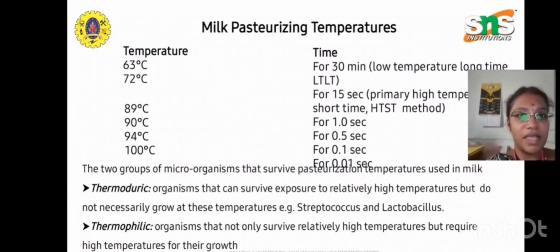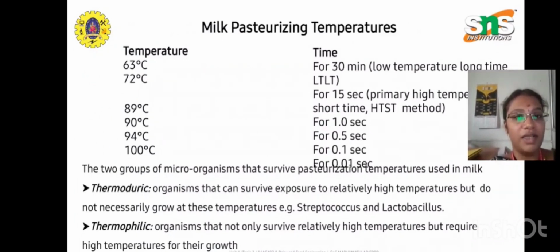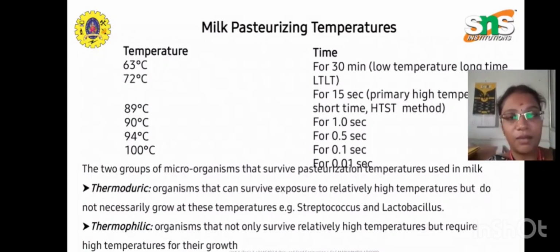What happens is that the two major groups of microorganisms, the thermoduric and the thermophilic forms, get destroyed. Thermoduric organisms are those that can survive exposure to relatively high temperatures, but they do not grow at these temperatures. For example, streptococcus and lactobacillus are thermoduric microorganisms. Thermophilic organisms survive at relatively high temperatures, and they require high temperatures for their growth.